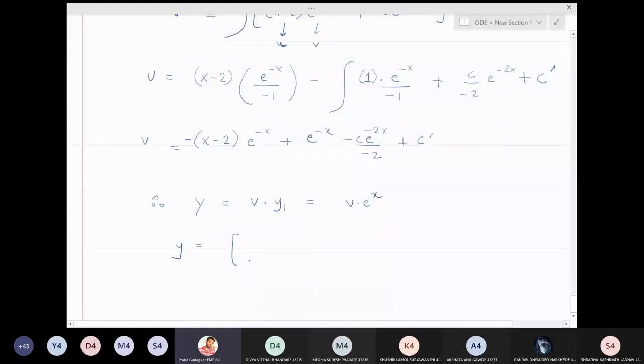When I multiply this e power x to each of the terms over here, I will get minus x minus 2 e power x multiplied, so this will go away, plus again e power x multiplied to this will become 1, minus c upon 2 e power minus x, plus c dash e power x.